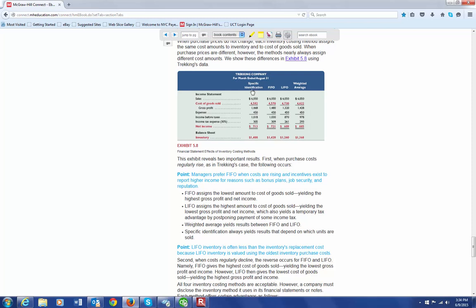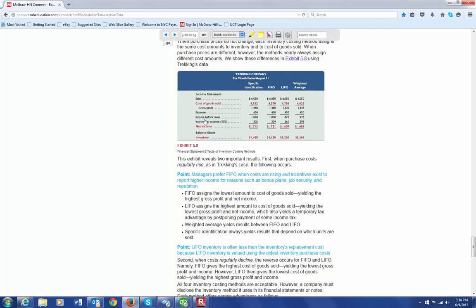Under specific identification, it's $45.82. Under FIFO, $45.70. LIFO, $47.30, the highest figure, and weighted average is usually somewhere between these two, $46.22, which gives you a different gross profit in each of these cases. Generally speaking, under LIFO, you're going to have a lower gross profit than you do under FIFO.